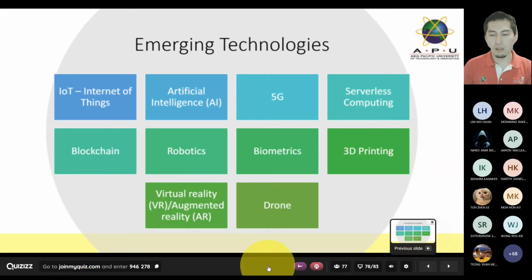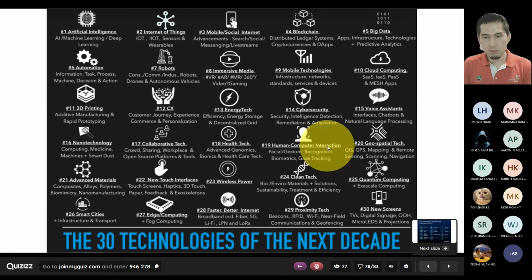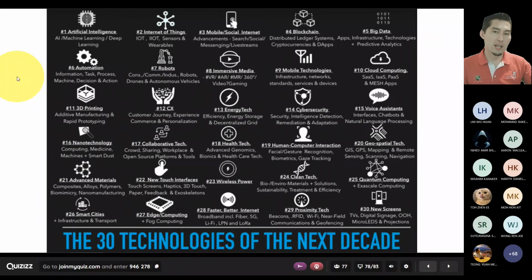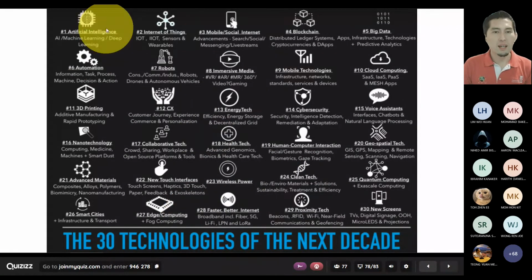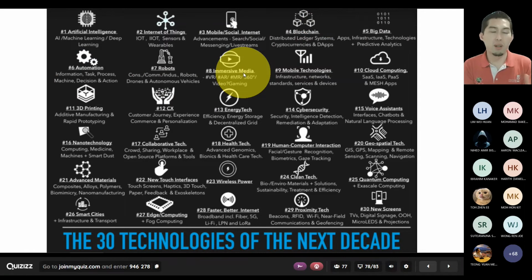So there are a lot of emerging technologies that have been growing in recent years. I'm sharing this image with you so you can also check out the website online. It covers all the areas highlighted there, and I want you to expand your awareness as well. I like this infographic a lot because it has very straightforward and easy to understand technologies. AI, IoT, mobile social internet, blockchain, big data, automation, robots, immersive media. Now, this is important to everyone. Yeah, why?